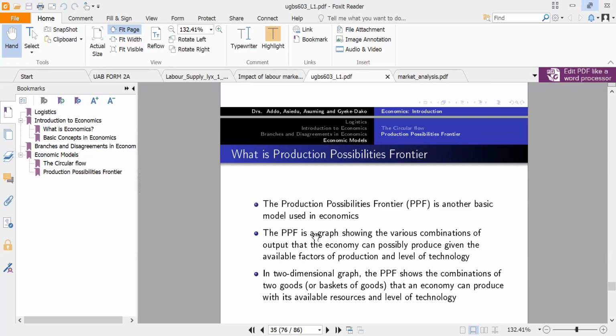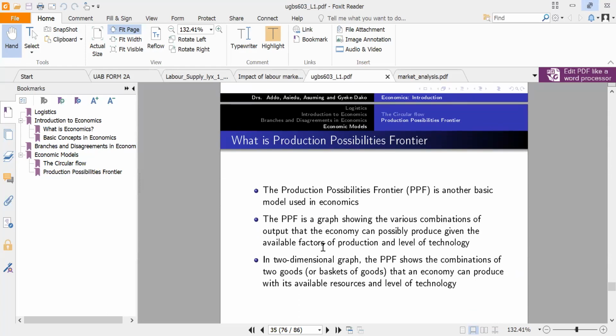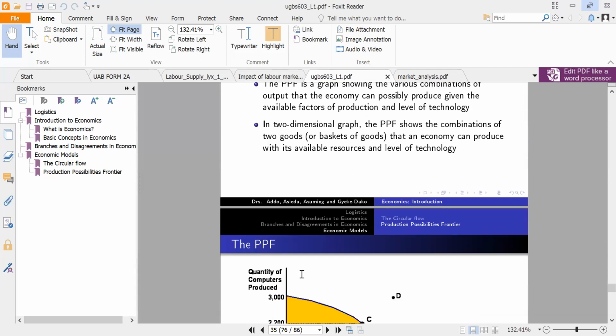So the PPF is a graph showing the various combinations of output that the economy can possibly produce given the available resources. In a two-dimensional graph, the PPF shows the combination of two goods that an economy can produce with its available resources. If we assume that the economy is producing just two goods, as in the example I gave about water and cars, then you're asking yourself, what would be the maximum the country can produce of one if we are using all our resources? So that is the possibility frontier.